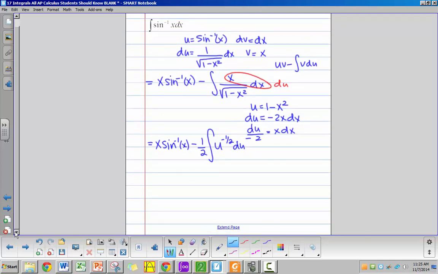So if I do the antiderivative of that one, that's going to be minus 1/2 of u to the 1/2 times 2 plus c. But what is u? Well, I got to rewrite it here.